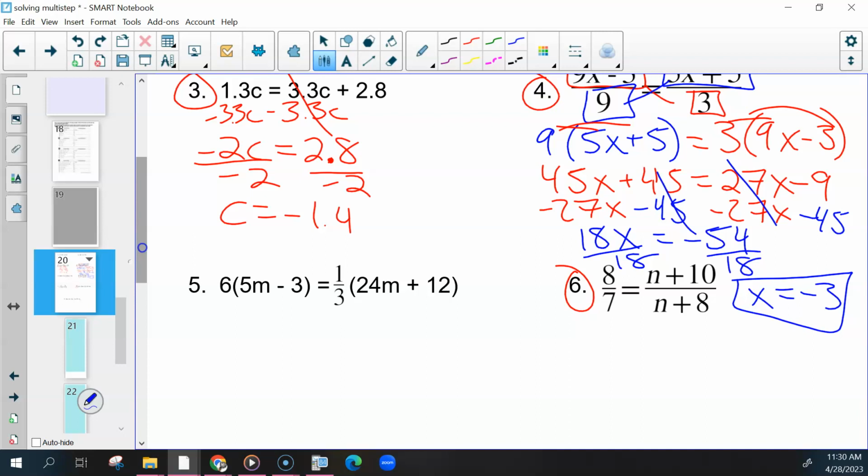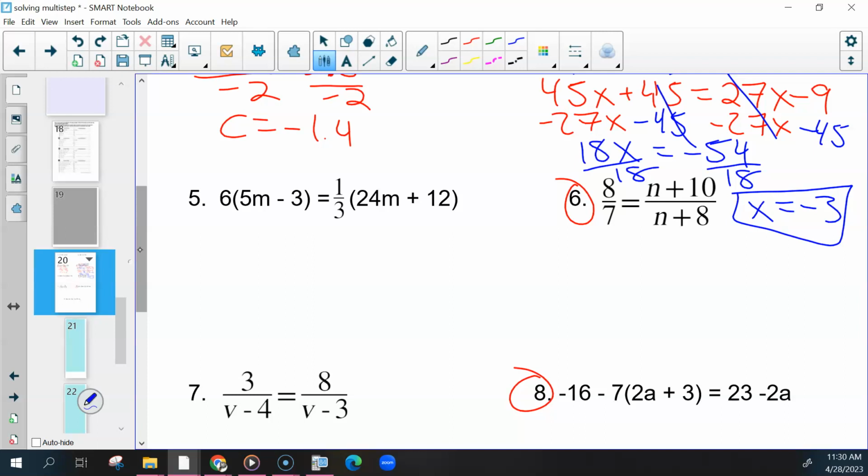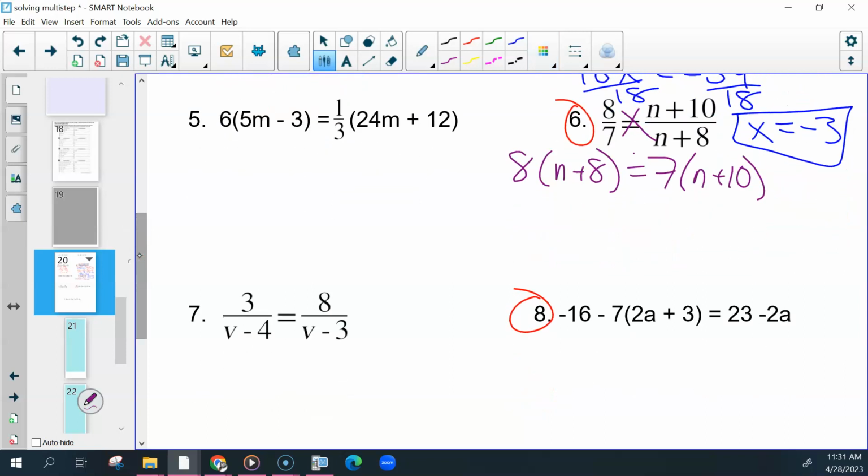Anytime we have a fraction equals a fraction, we're always going to start off by cross multiplying. So what would be our first step in 6? Cross multiplying. It just looks different, but the process is the same. So 8 times n plus 8 equals 7 times n plus 8. Distribute. So 8n plus 64 equals 7n plus 70.